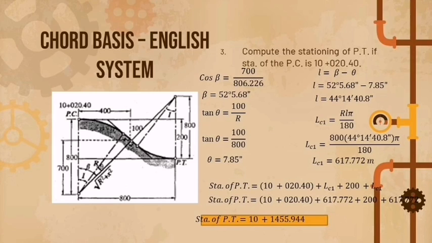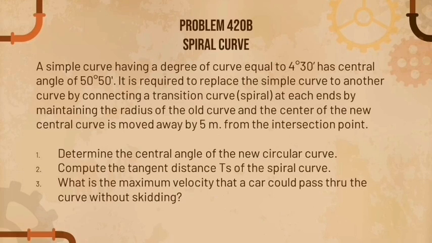sa problem at radius lang ulit, which is di naman po nababago. So mag-stay ulit ang answer ng 3 sa station of PT is equals to 10 plus 1,455.954. So we're gonna answer the spiral curve problem. So spiral curve problem for 20B. So again, this problem came from the best available book.